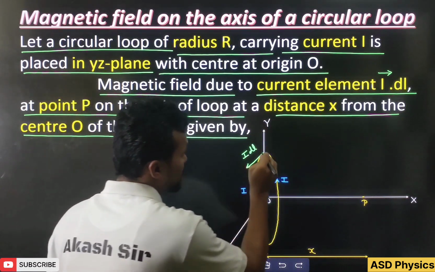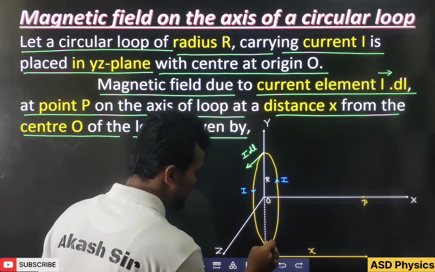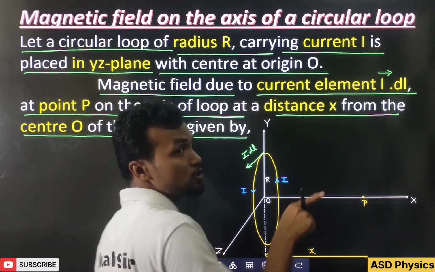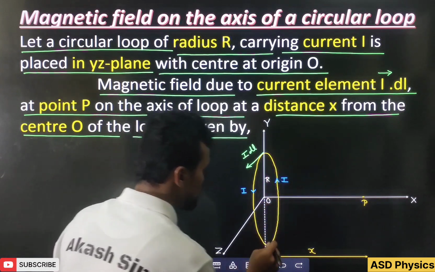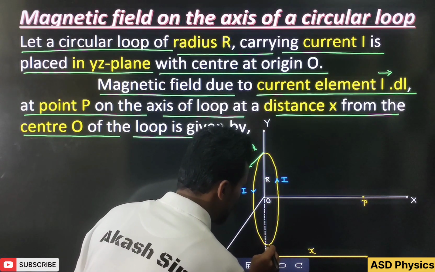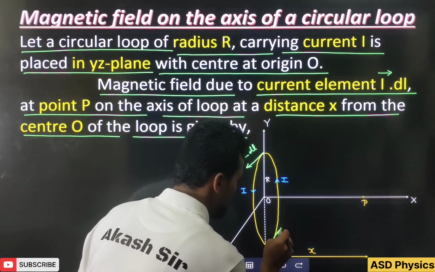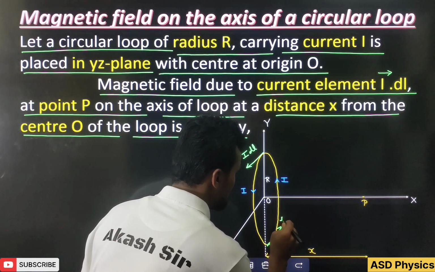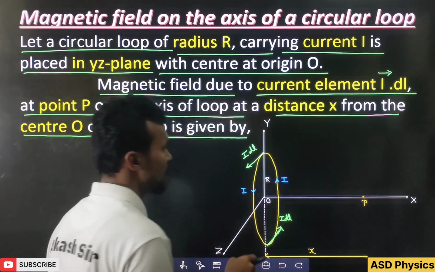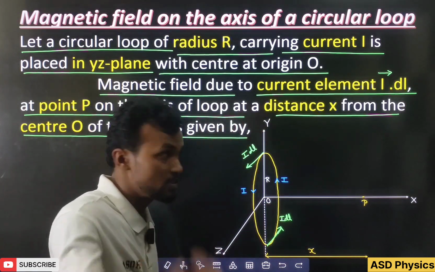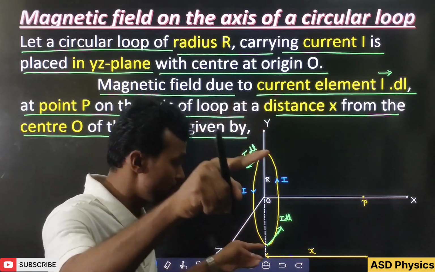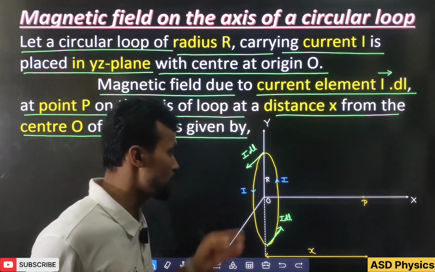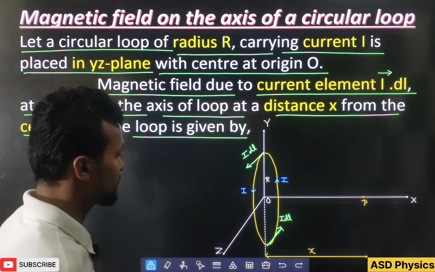Now symmetrical to this current element, downward also we will take one current element, but this will be along which direction? Along negative Z direction. That means opposite to the Z axis. Now like this is there. This is the current element opposite to the Z axis, and this is also IDL. This current element, like this, see, is towards you. This current element is downward, inside the screen, away from you. So these two current elements we have taken.